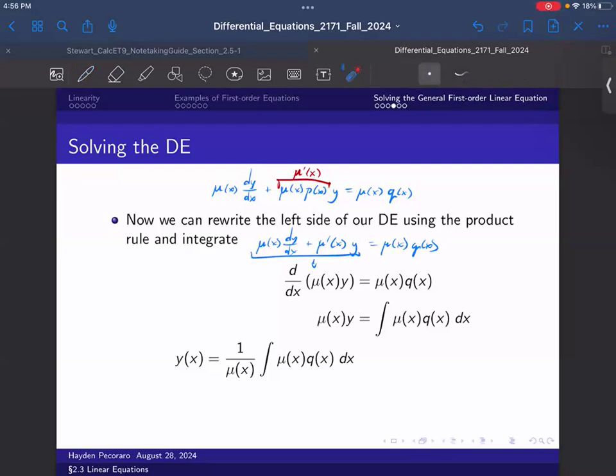Now do what we did for the last example. Antiderivative of both sides. Here, the derivative will just cancel out. And over here, just write that big integral sign, right? And I should have had a plus c there. And now, there's our formula.